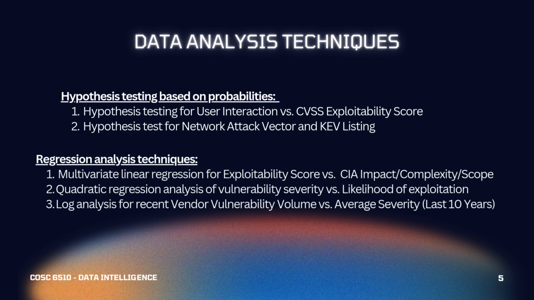The regression analysis techniques used will be multivariate linear regression, quadratic regression, as well as log regression analysis. As an example, the multivariate linear regression is based on several impact metrics, including confidentiality, integrity, and availability of the vulnerabilities, as well as the attack complexity and scope. And we can use these to accurately predict the exploitability score. Although the CVSS already defines the exploitability score using its own metrics, we can use this analysis to explore the correlations between the other metrics as well.